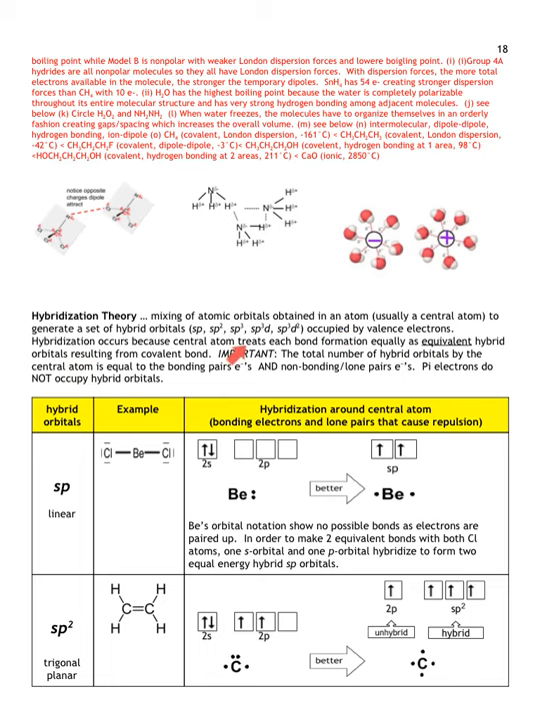Hybridization occurs because the central atom treats each bond formation equally, as equivalent hybrid orbitals resulting from a covalent bond. It's important when you're counting hybrid orbitals that you count the central atom's bonding pairs of electrons and non-bonding pairs of electrons, which are also called lone pairs. Pi electrons do not occupy hybrid orbitals. So how does hybridization occur? How it occurs is this. We studied molecules like BeCl2 here, beryllium dichloride.